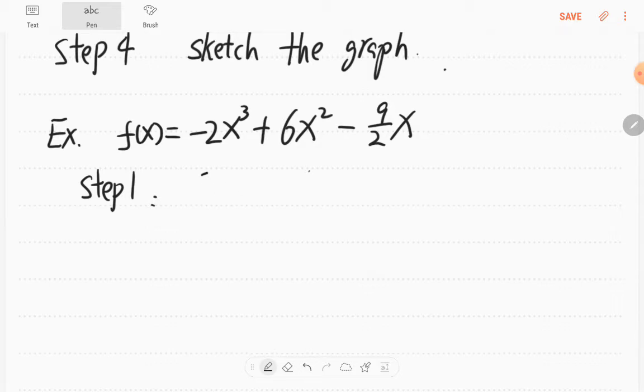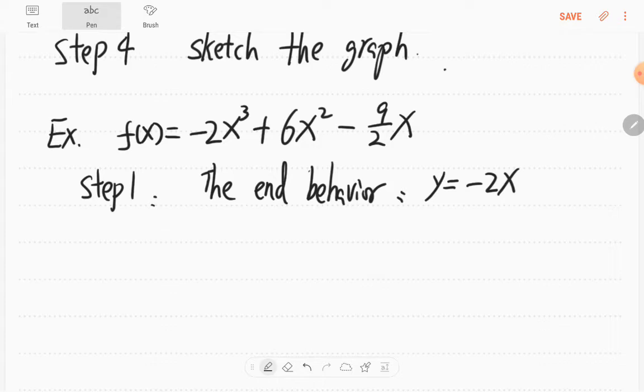The end behavior will be like negative 2 times x cubed. So that is the leading term, the highest power term. x cubed goes down on the left and up on the right, but it's negative, so we flip. So this one would go up here on the left and down here on the right. So this is the end behavior.